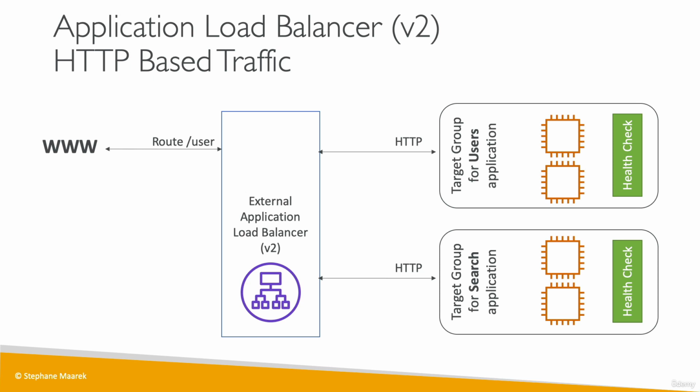There's going to be a health check as well with it, and it's going to be routed through rules for the /search route. So as we can see here, we have two independent microservices that do different things. The first one is the user application, the second one is the search application, but they're behind the same application load balancer, which knows how to intelligently route to these target groups based on the route that is being used in the URL.